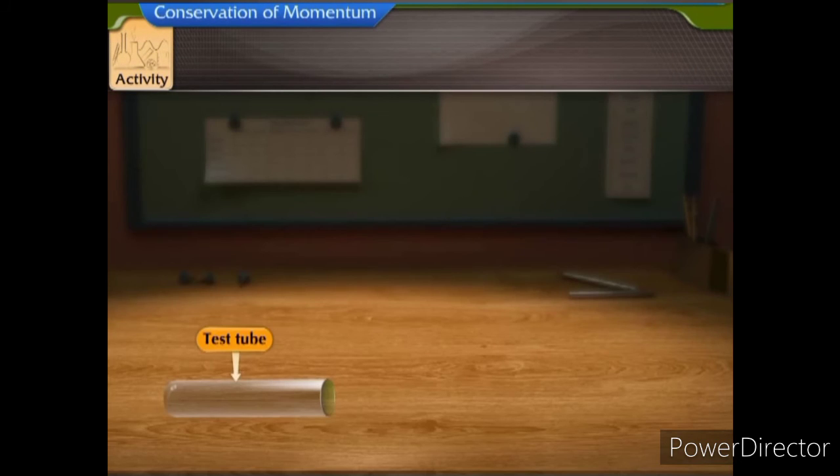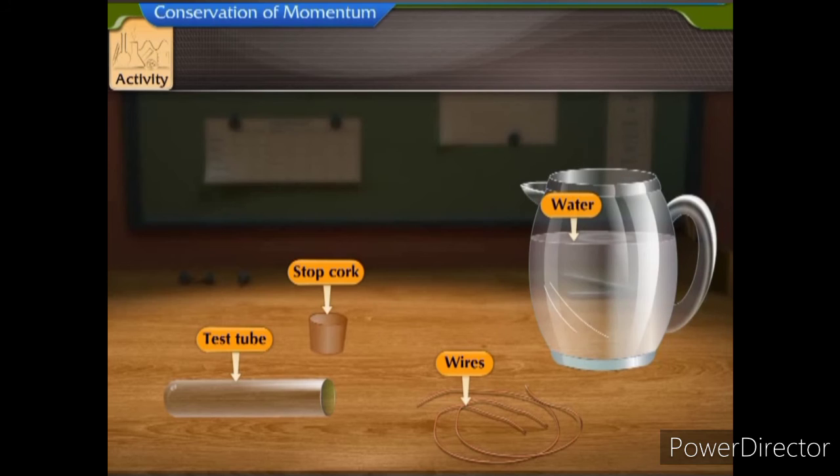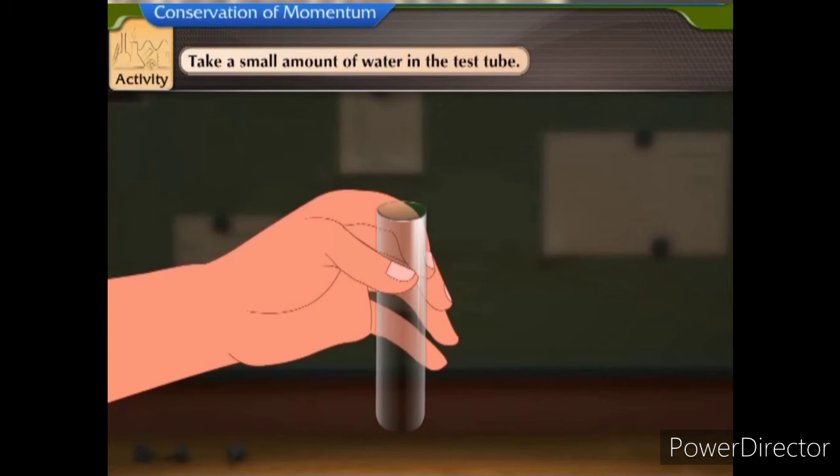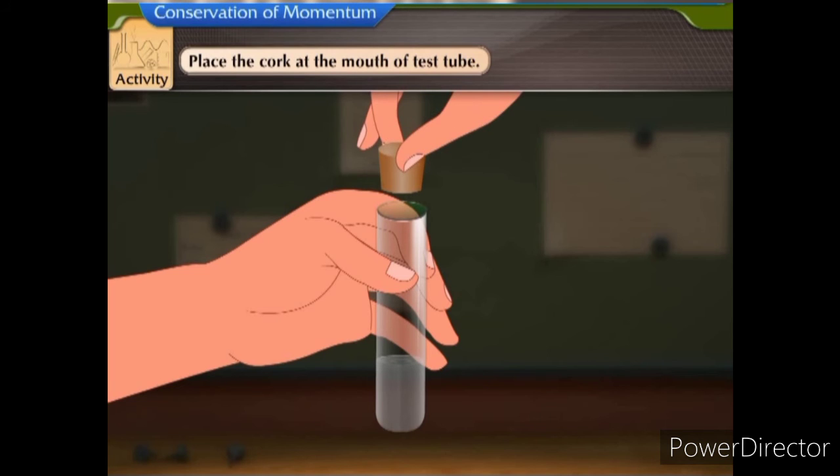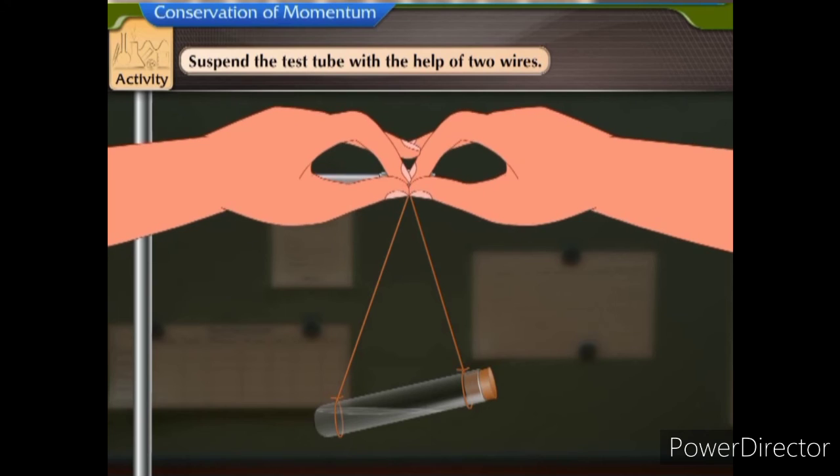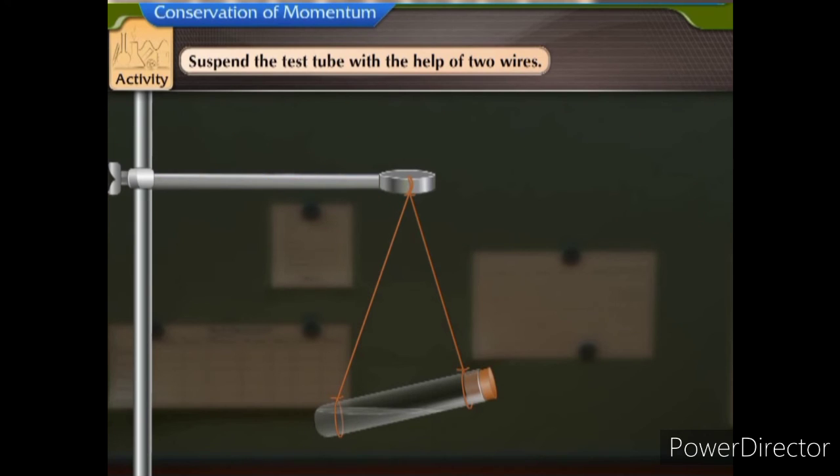Let us now perform an activity. We require a test tube of good quality glass material, a stopcock, 2 wires, and water. Take a small amount of water in the test tube. Place the cork at the mouth of the test tube. Suspend the test tube with the help of 2 wires.